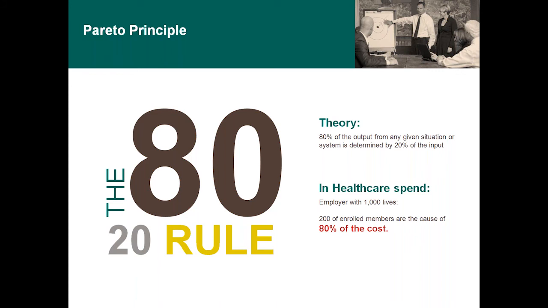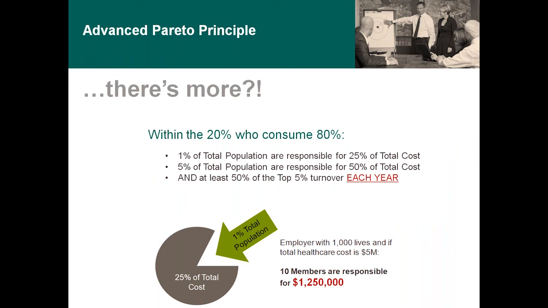Just park that in the back of your mind as I move on to the next slide, which is even more profound in that within the 20% who consume 80% of the total cost, believe it or not, 1% of a population consumes at least a quarter of all costs. For some employers, this goes up to 30 to 35%. And 5% of the population is responsible for at least half of total cost.